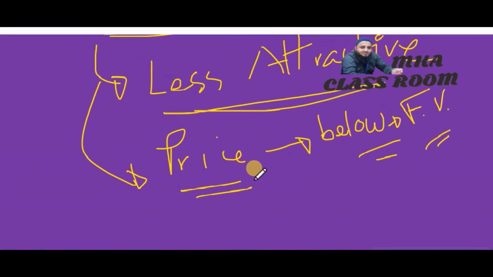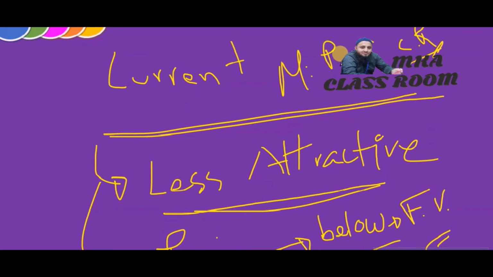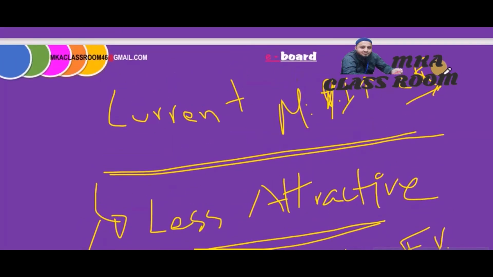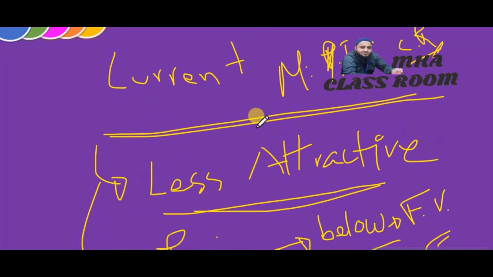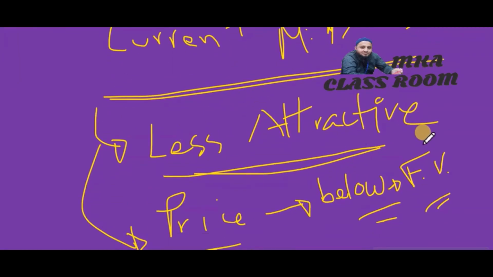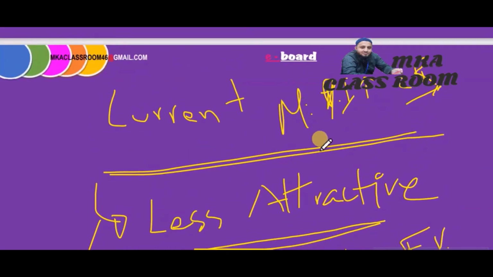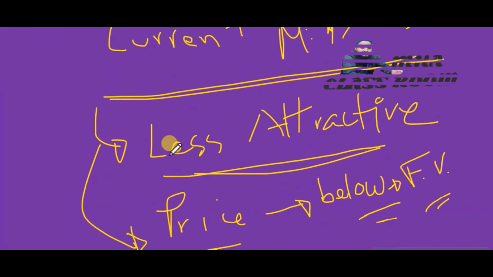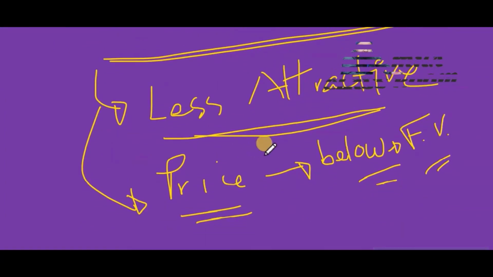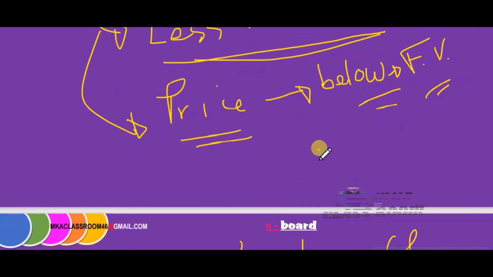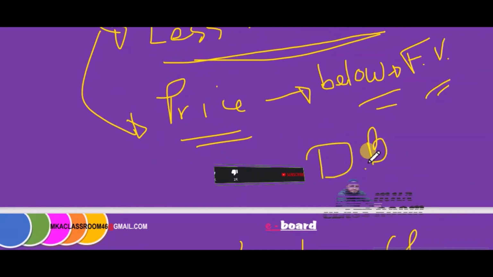On the other hand, if the current market interest is higher than its coupon rate, then it is less attractive to the investors, because in the market they can search for another company's bond which provides more return than this company's bond. That's why it becomes less attractive, and the price of this bond goes below its face value, and this type of bond is called a discount bond.